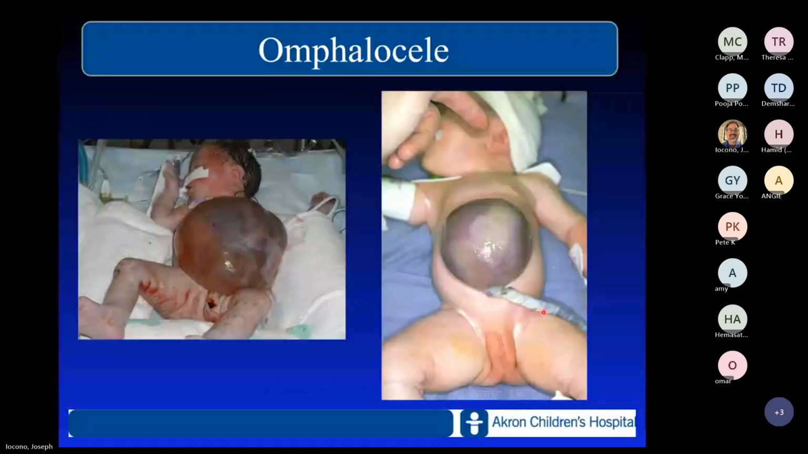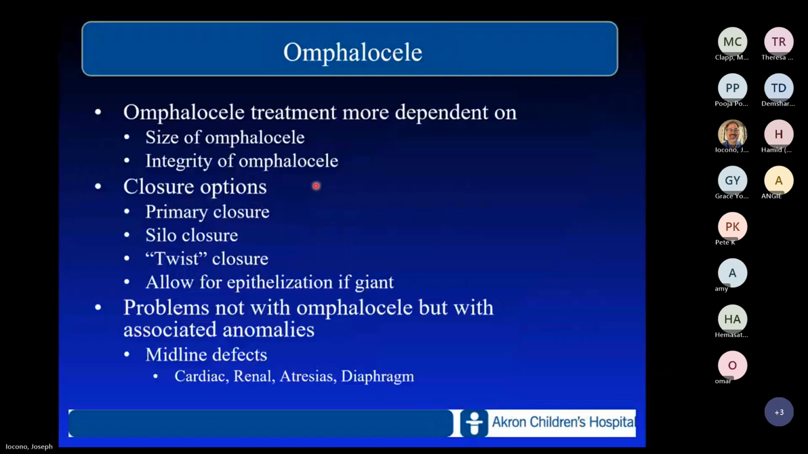And this is what it can look like. It can be giant. That's a medium-sized one. You see the umbilical cord coming right out of this thing. That's liver. This kid's not going to do well.